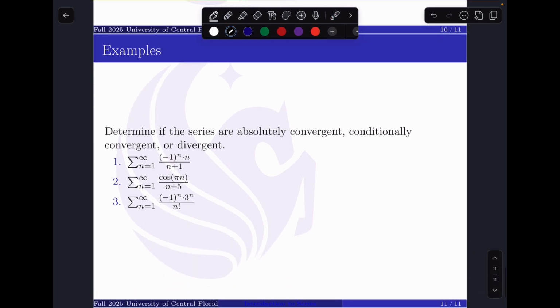All right, so now there are a couple of examples here. I would recommend you pause the video, try them, and then you can look at the solutions.